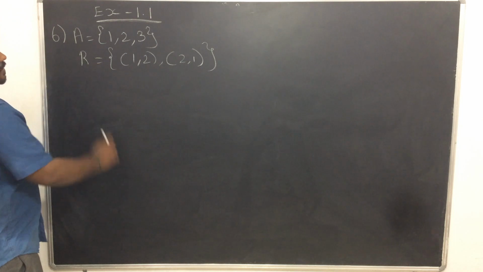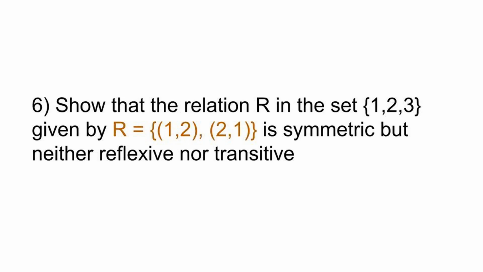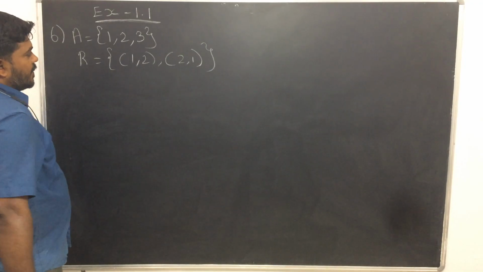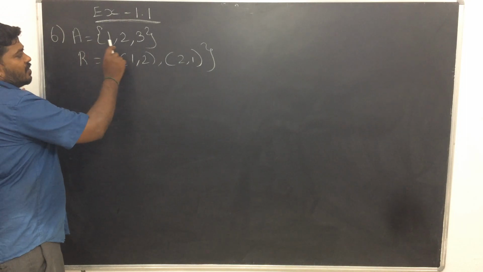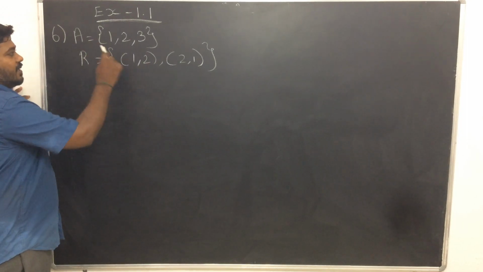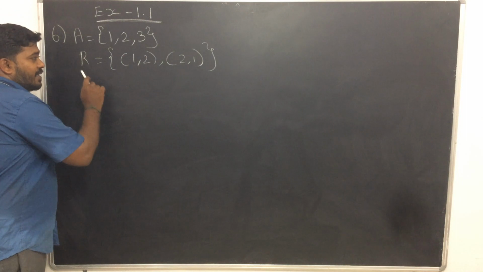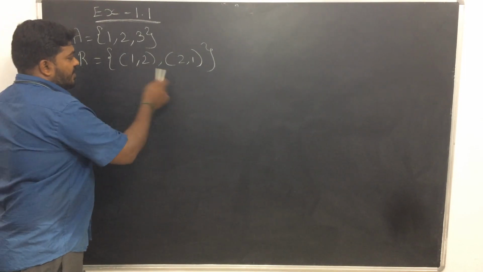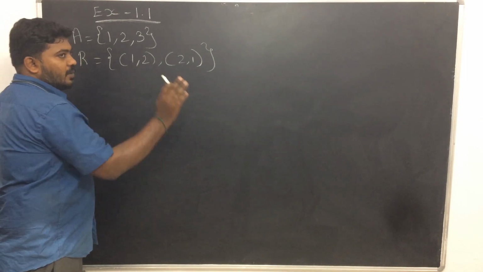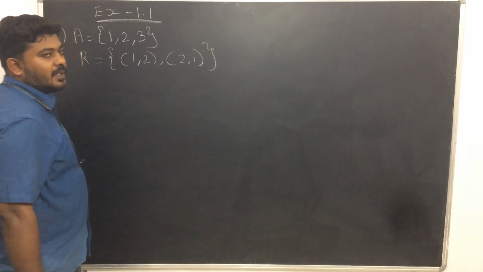Exercise 1.1, 6th sum. Show that the relation R in the set {1, 2, 3} given by R = {(1, 2), (2, 1)} is symmetric but neither reflexive nor transitive. So this is a very simple sum. They are giving you the set A to be {1, 2, 3}, that's three elements, 1, 2 and 3. And the values of R itself are given. That is, R has only two ordered pairs, that is (1, 2) and (2, 1).